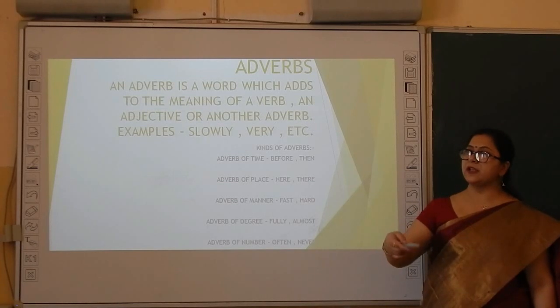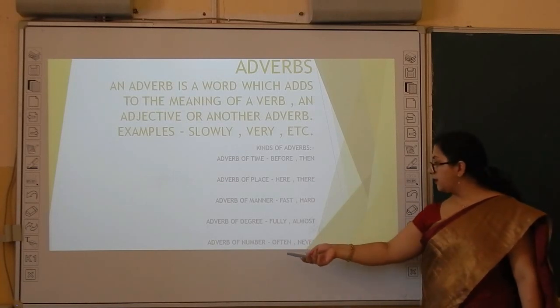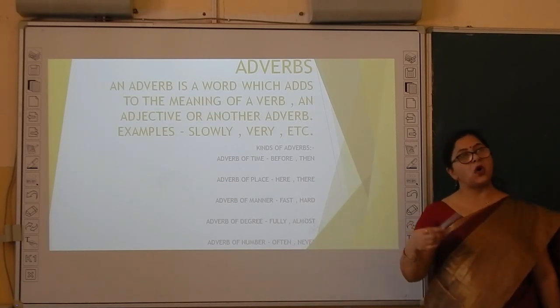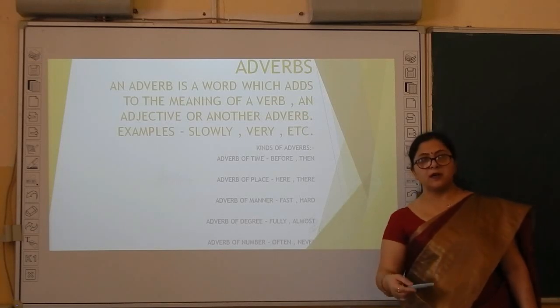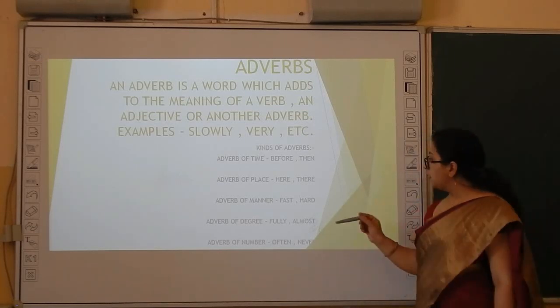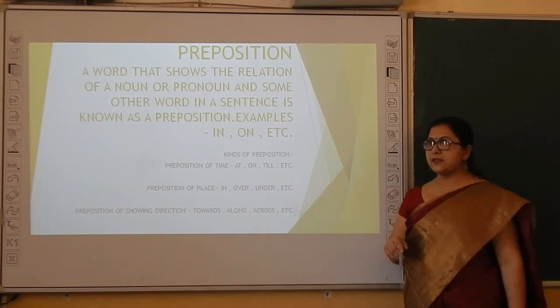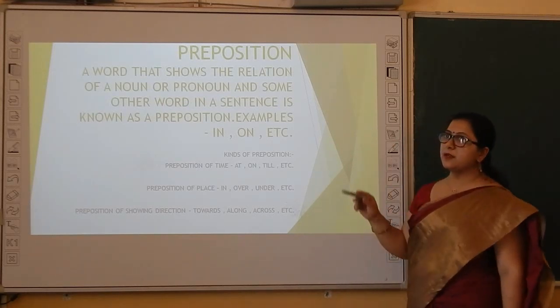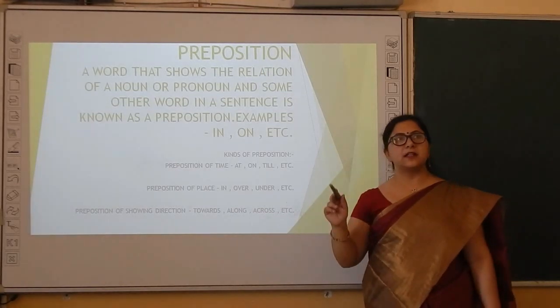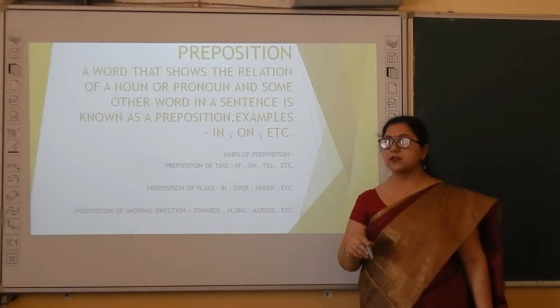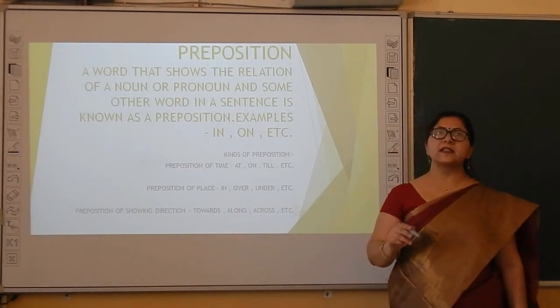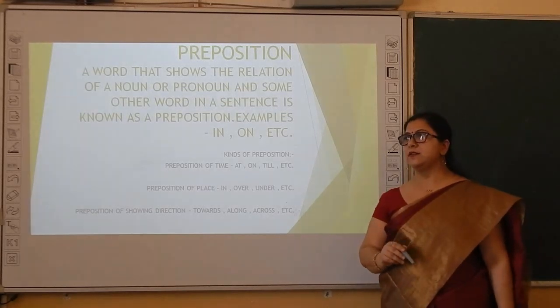How frequently a work is done. Often, never, ever, all these words come in the category of adverb of number. The next in the list is preposition. Preposition is the 6th part of speech. It is known as Purv Sarv.